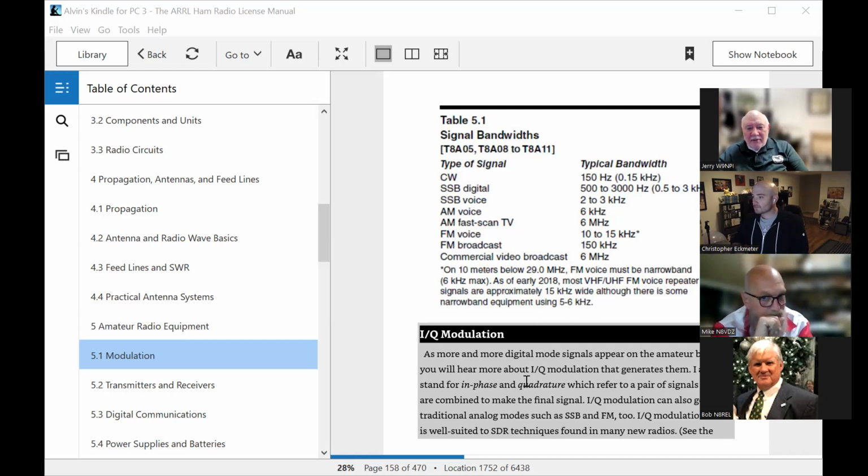Quadrature. All right, so something that we're getting into. You've probably heard of D-Star and Fusion and things of that sort. And what they're doing with that, they are time sharing. As I'm talking, there's plenty of space in between my voice and silence.